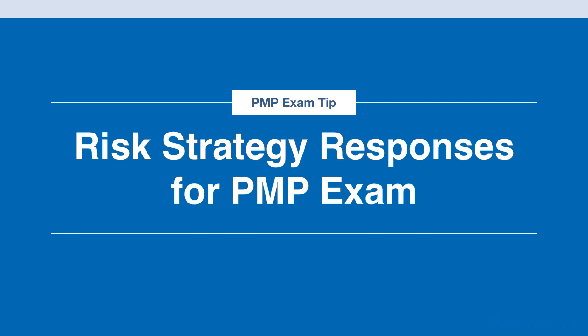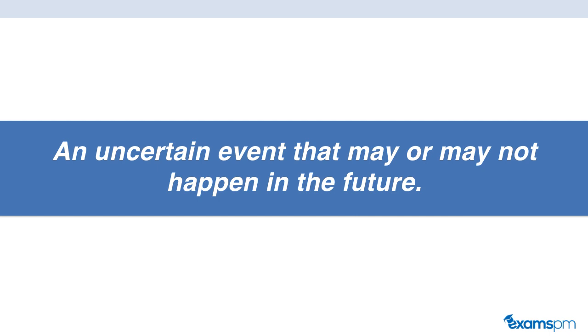Okay, now let's get started with our risk response strategy. First of all, we need to discuss what is a risk. A risk is an uncertain event that may or may not happen in the future. So there's uncertainty around it. If the risk actually became a reality on your project, then that's called an issue.